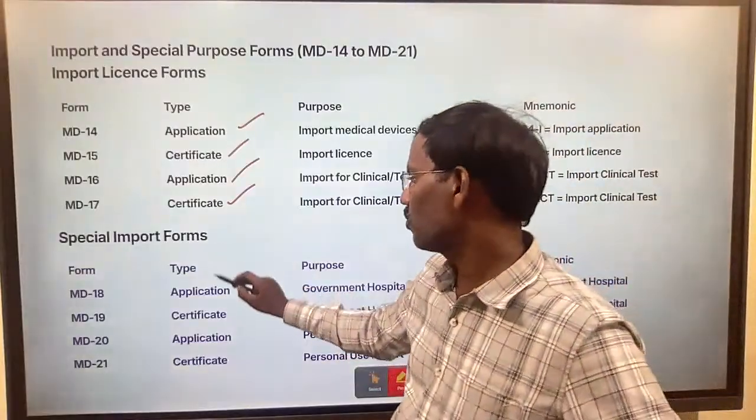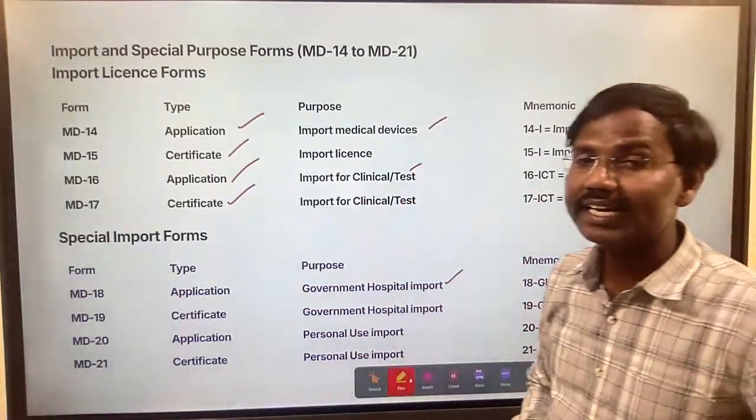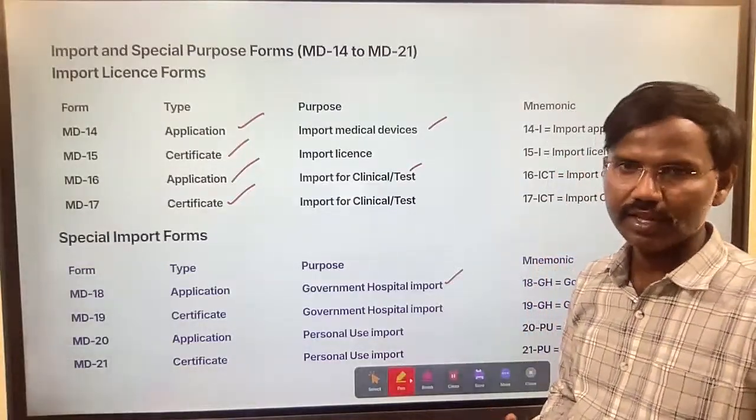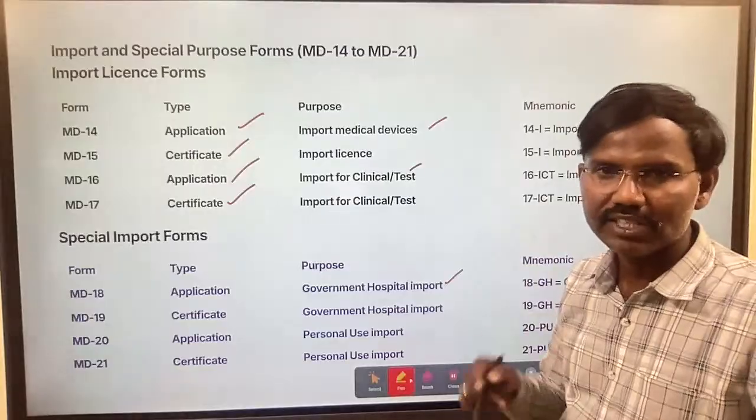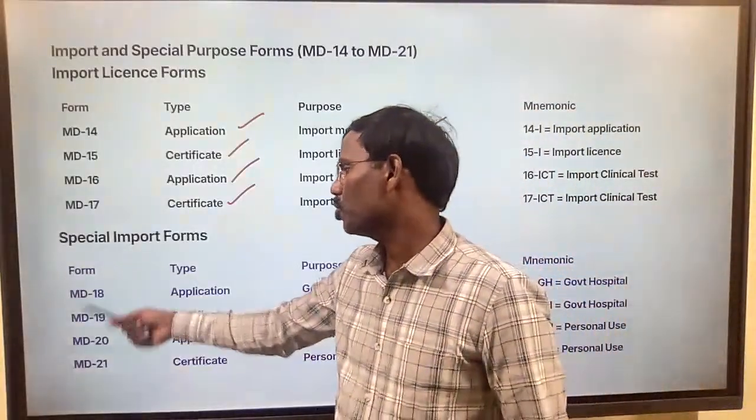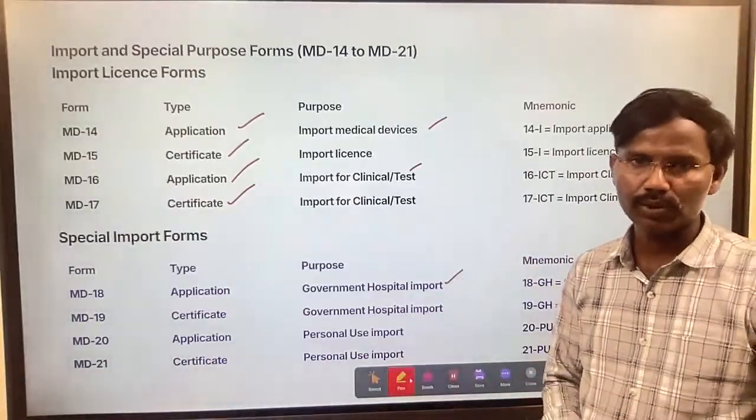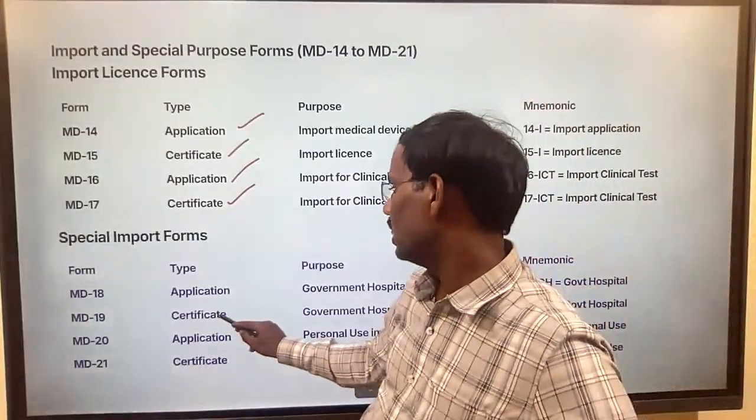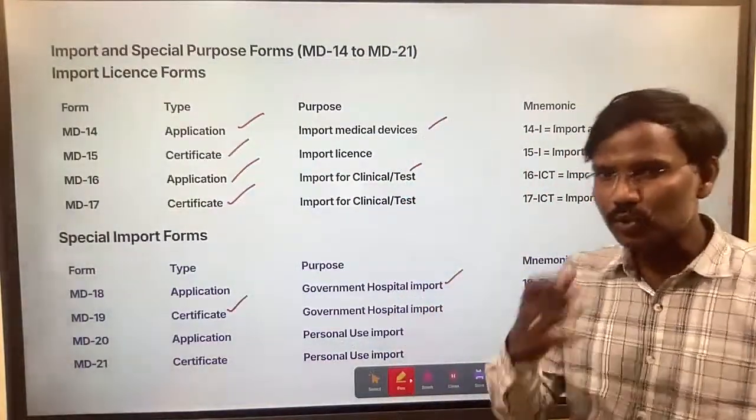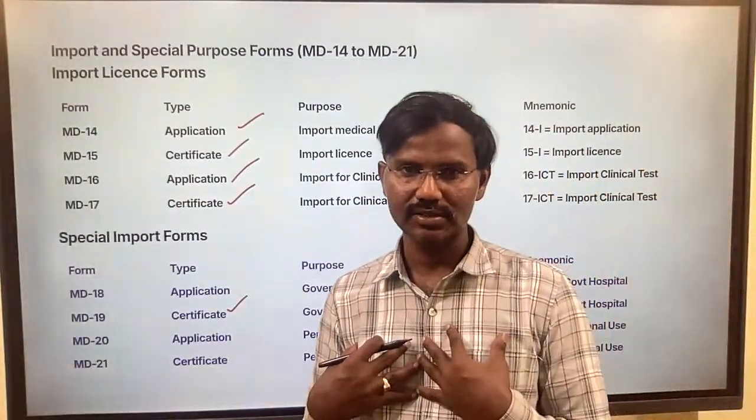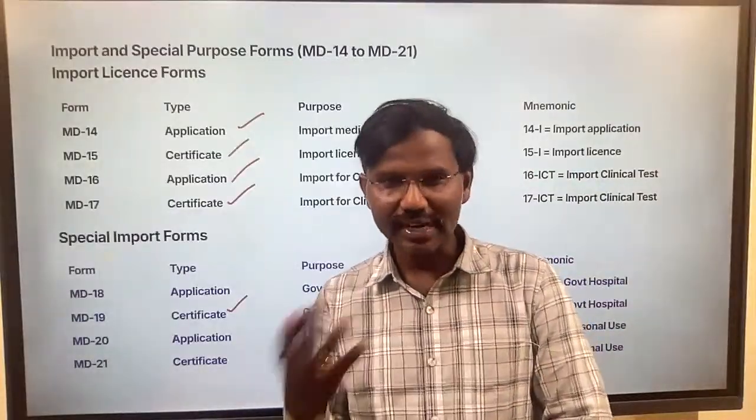And then the special import forms. 18 is the application for government import, MD 18. For example, Gandhi Hospital or AIIMS Hospital in Delhi, if they want to import any medical device from America, they can import directly by filling the form MD 18. Then they will get the certificate in MD 19. And then personal use, if I want any medical device for my personal purpose. We are planning to design a medical device.